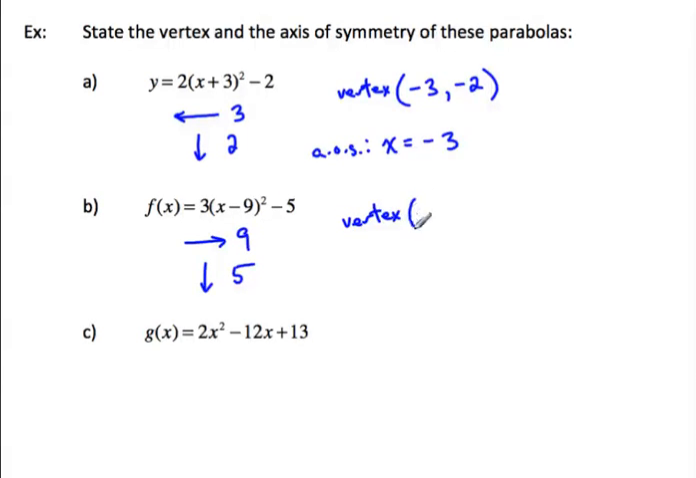So the vertex in this case is 9, negative 5, because of the move 9 right and 5 down. And the axis of symmetry is going to be x is equal to 9, again, going through this point.